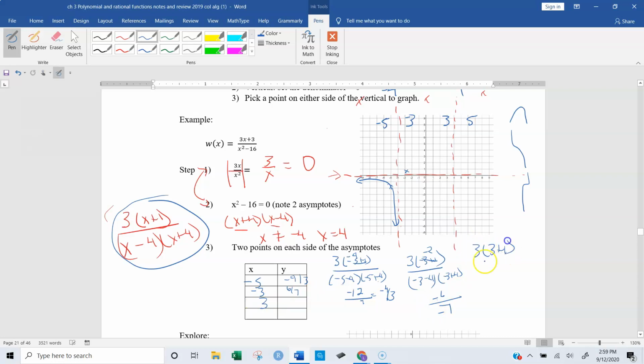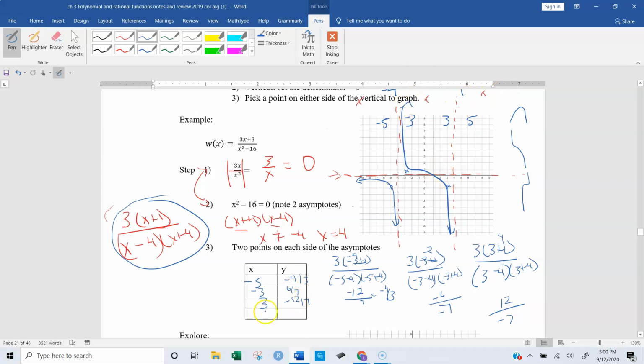3 times 3 plus 1 over, parentheses, 3 minus 4 times 3 plus 4. So this is 4, so now we have 12 over -7, so this is -12/7, almost 2. Okay, I have one up top and one below the asymptote, which means it is sort of like that S-shaped thing. Please hit your dots better than I did.